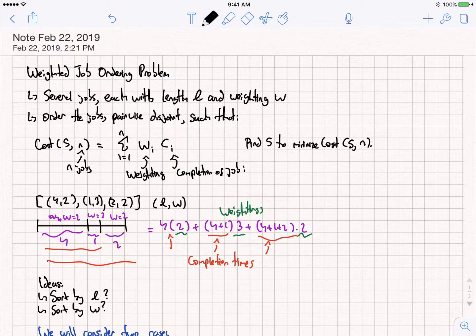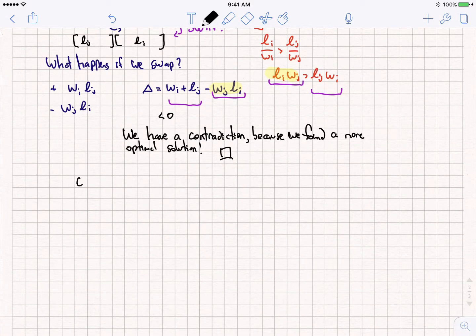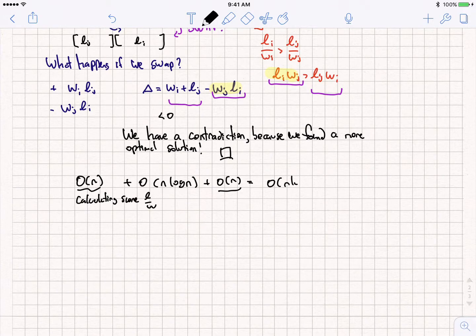So yeah, the time complexity of this algorithm will be O of n for the first iteration, calculating the score of length divided by W for each job, plus O of n log n using your favorite sorting algorithm. So if you're using Java's dual pivot quicksort, or introsort, which is C++ STL sort, or merge sort or whatever, it'll always be O of n log n, and then we just assign it to our data structure of choice for the output or whatever. These don't matter because they will be dominated by the n log n term. And yeah, that's the final solution.